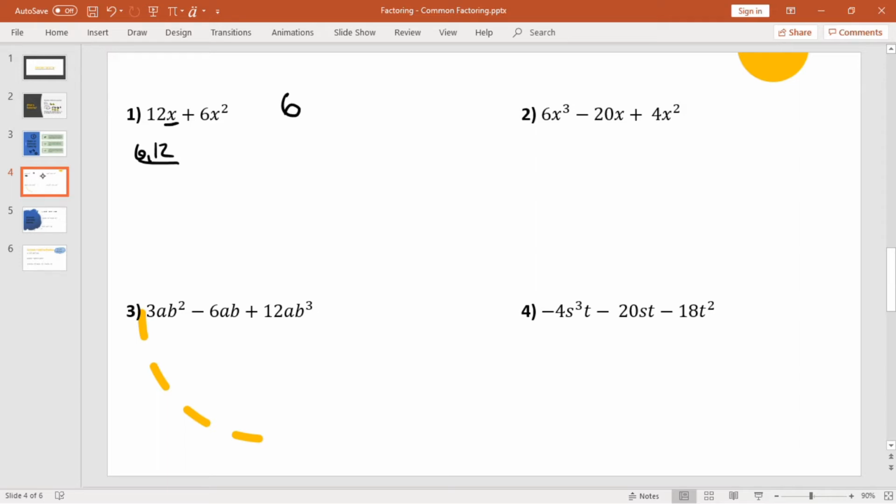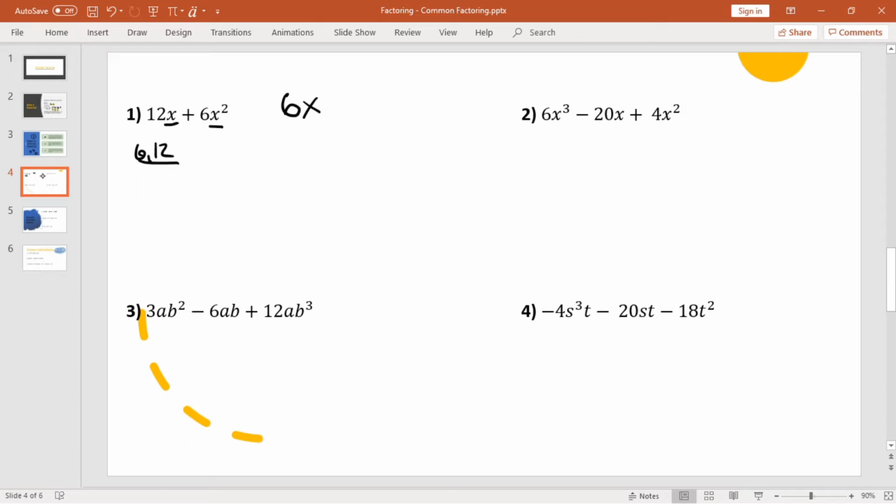When I look at x and x squared, x can fit into x squared, so I can take that out, but I can't take out x squared because x squared doesn't fit the other way. So you're always limited by your lowest exponent when you're talking about variables. So I can take 6x out.